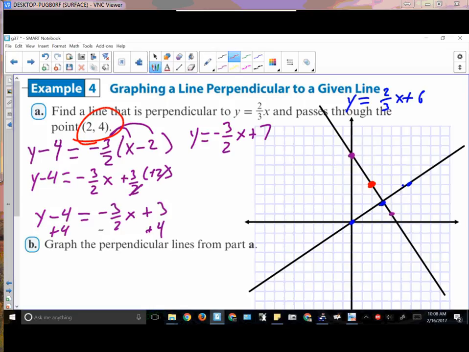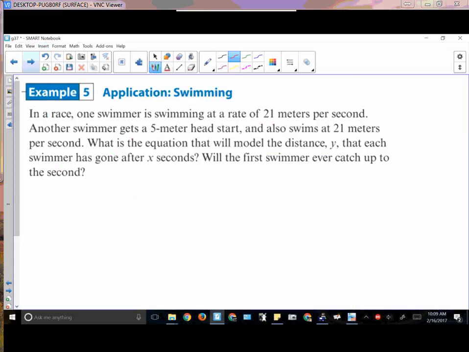This is the work that you need to do to identify what these equations are. So when I want you to go through and find the line, you need to go through and find the equation of the line. So here's a question for you.